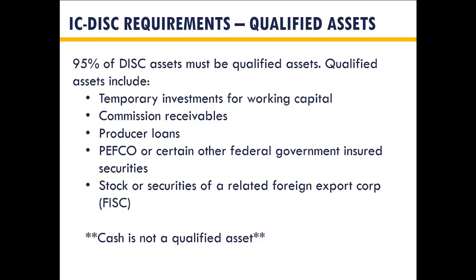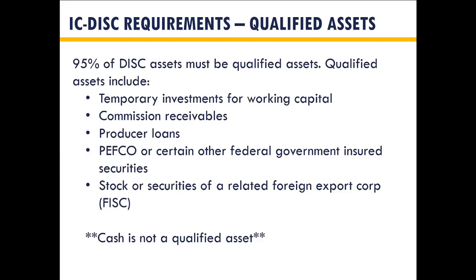The other asset will probably be cash. Cash is not a qualified asset. So it's important when you take your total assets that 95% of your assets have to be qualified. What this means is you cannot accumulate cash in an IC DISC.